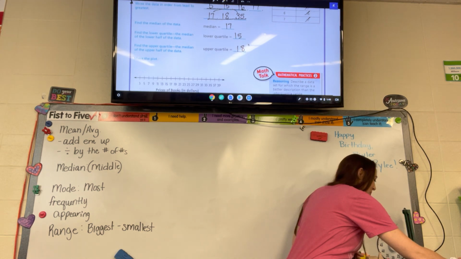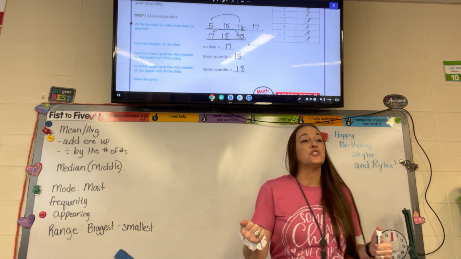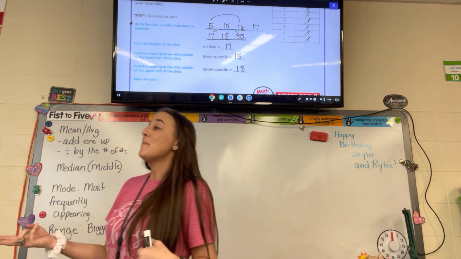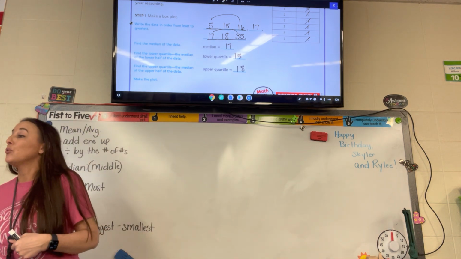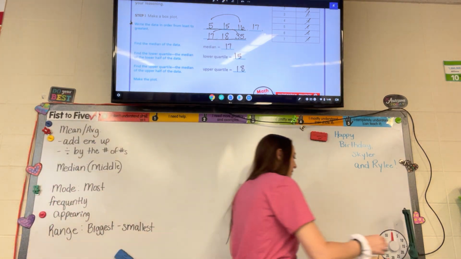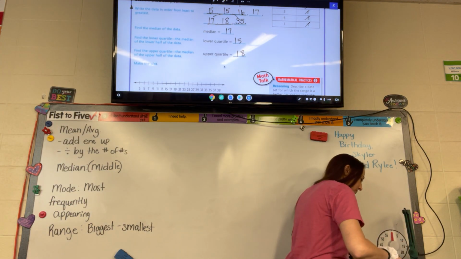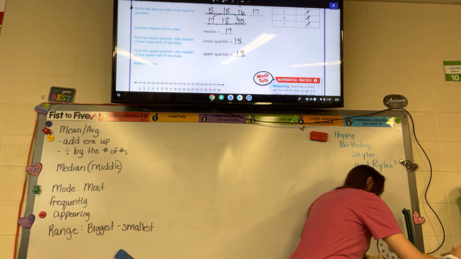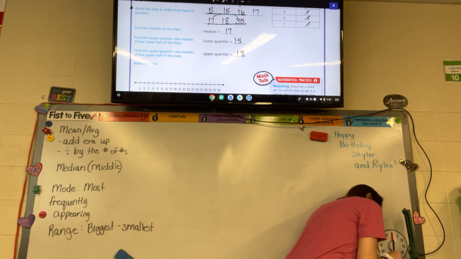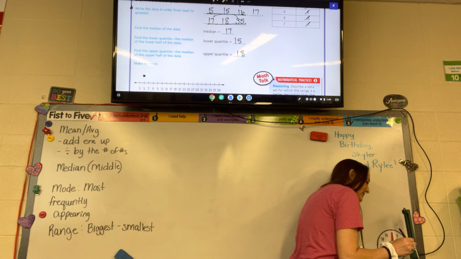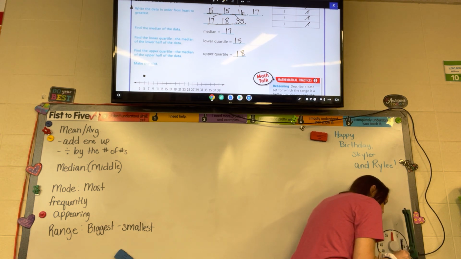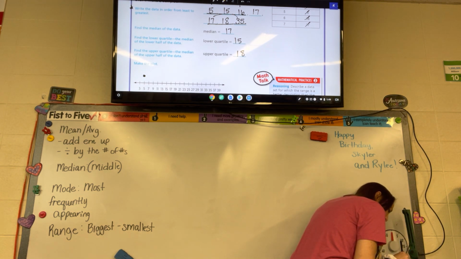All right, let's make our box plot. We have all the information we need. We've got the minimum, the maximum, the median, the lower quartile, and the upper quartile. So the minimum was 5. So you go to the 5 and then you make a dot above it. Then the maximum was 35. So we go find 35 and we make a dot above it.